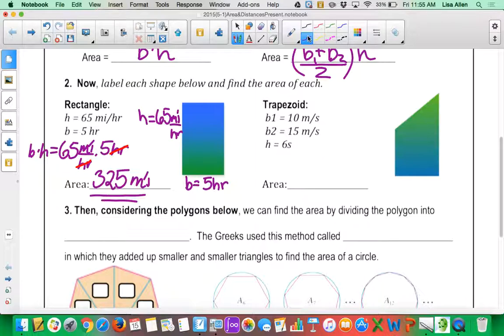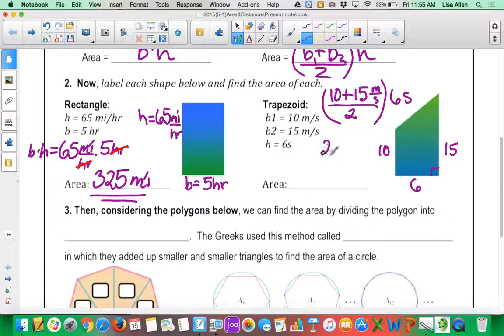So for a trapezoid here, we have the base and the height. The bases are 10 and 15, and then the height of the trapezoid would be the perpendicular distance between the two bases. So that's 6. So we have 10 plus 15, in meters per second, divided by 2, and then we multiply by 6 seconds.